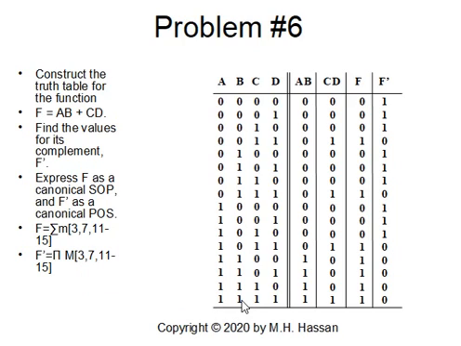Problem number 6: we would like to construct the truth table for the function AB or CD. We find the values for the function f and its complement. We would like to express f as a canonical sum of products, which is a sum of minterms, and express f prime as a canonical product of sums, a product of maxterms. To do that, we will construct the truth table for the variables ABCD.